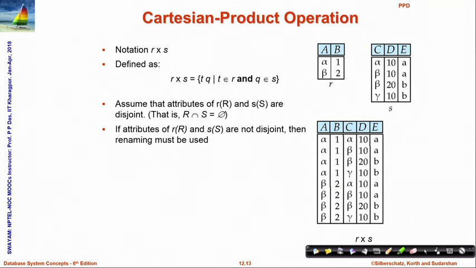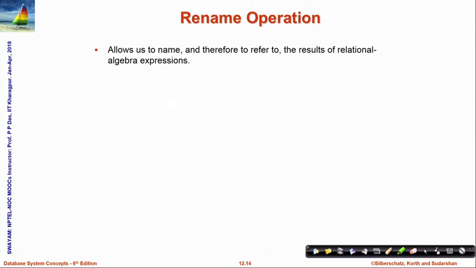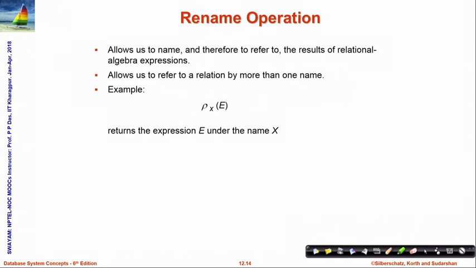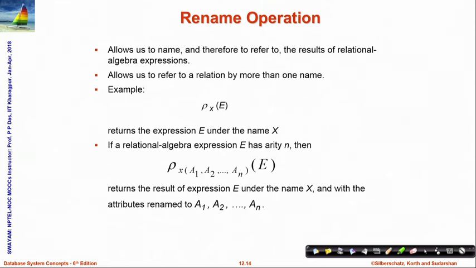Cartesian product is a very useful operation, particularly for computing join, as we have seen in SQL already. The rename operation basically allows you to rename some expression or attribute into another. The operator is rho, and you have an expression to which you give the name x, and that is how the renaming is done. You can have multiple attributes of x as well.